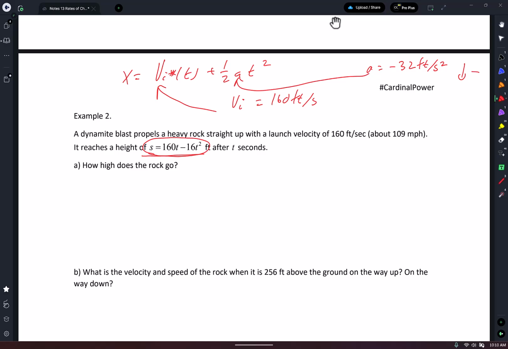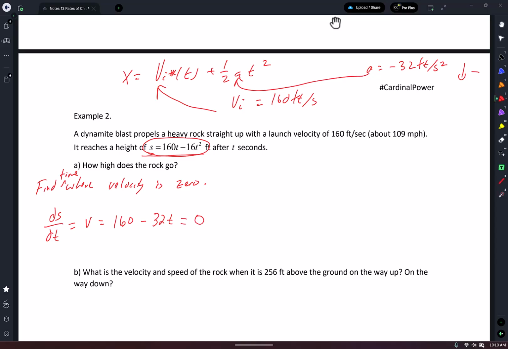All right, so here we go. How high does the rock go? I'm going to put rules here: find time where velocity is 0, period. I'm taking a derivative. So I'm going to say ds/dt, which equals velocity, which equals, what's the derivative of 160t with respect to t? 160 minus, what's the derivative of 16t squared with respect to t? Negative 32t. And I'm going to set this equal to what again? 0. I'm setting my velocity equal to 0.